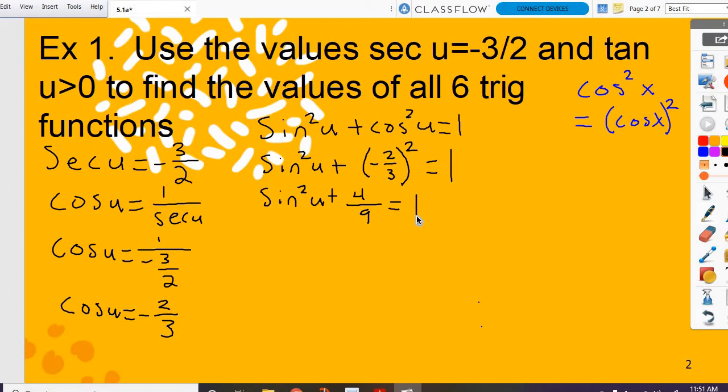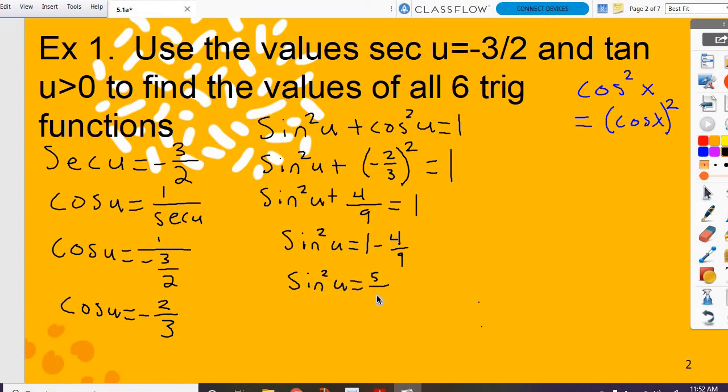Y'all with me? And then it's going to be just like if sine was a variable, right? Like instead of solving for x, I'm solving for sine of u. Does that make sense? So in order to move our 4/9 over, what do we need to do? Subtract it. So we have 1 minus 4/9. Well, what is 1 minus 4/9? 5/9. And then again, I'm looking for sine of u.